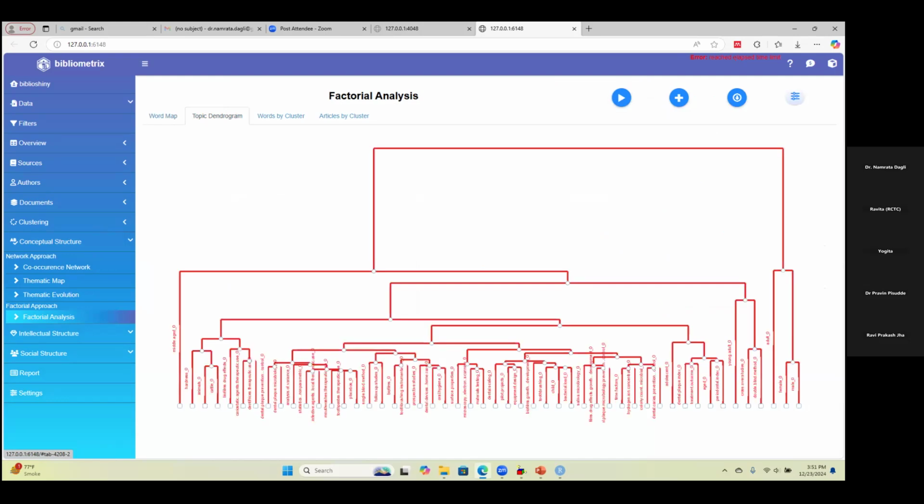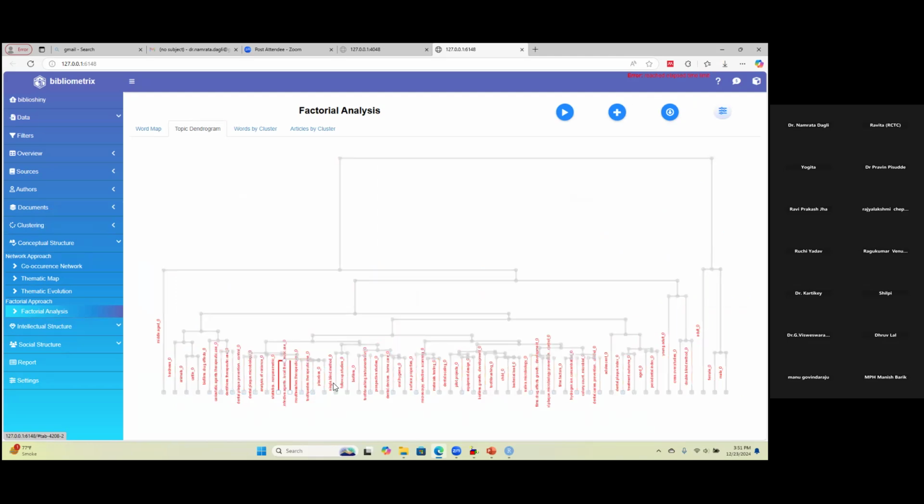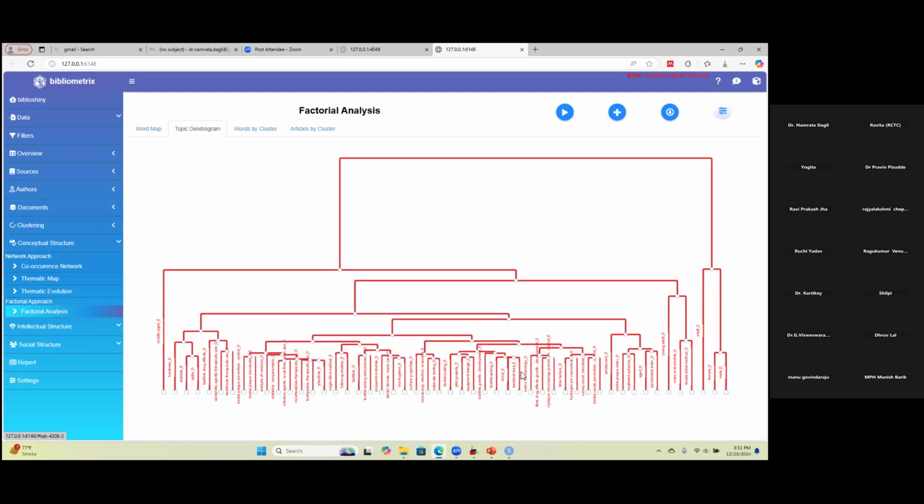Okay. This is a dendrogram created by factor analysis. Here you can see the terms that are closely placed in the graph are closely associated. They are more related. And the terms at a distance are less related. The more the distance, the less the association. So this is how we do factor analysis.